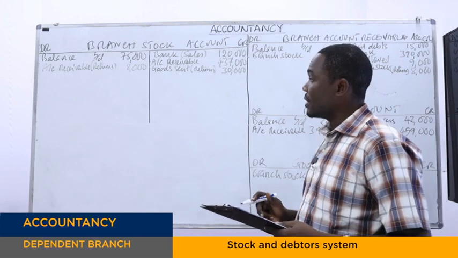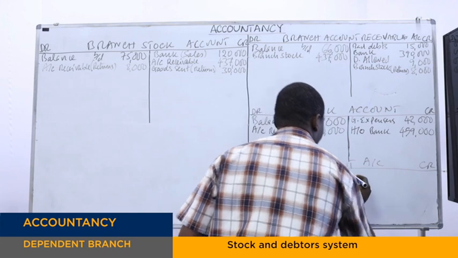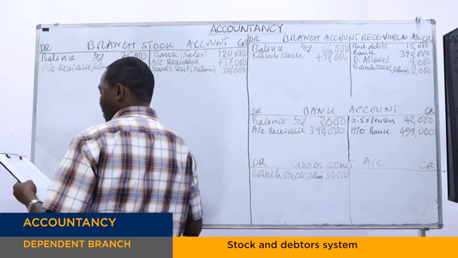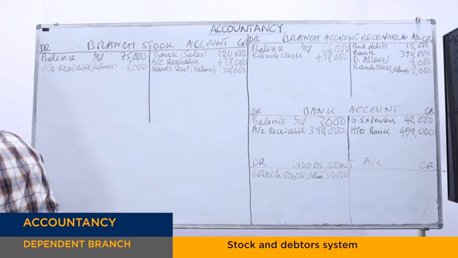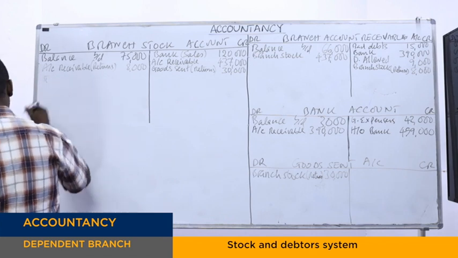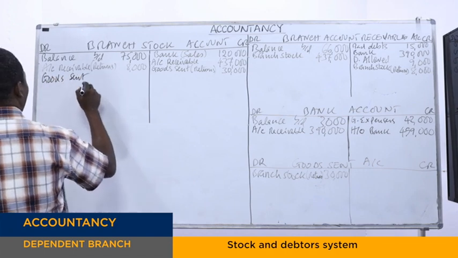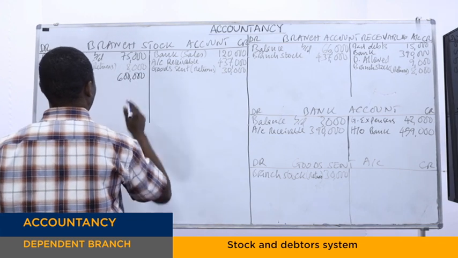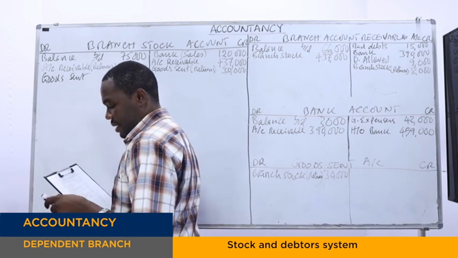Goods sent to branch at transfer price. For goods sent to branch at transfer price, of course, we credit goods sent. It was a transfer price. Yes, let me record it here first. From that is goods sent. Goods sent 600.